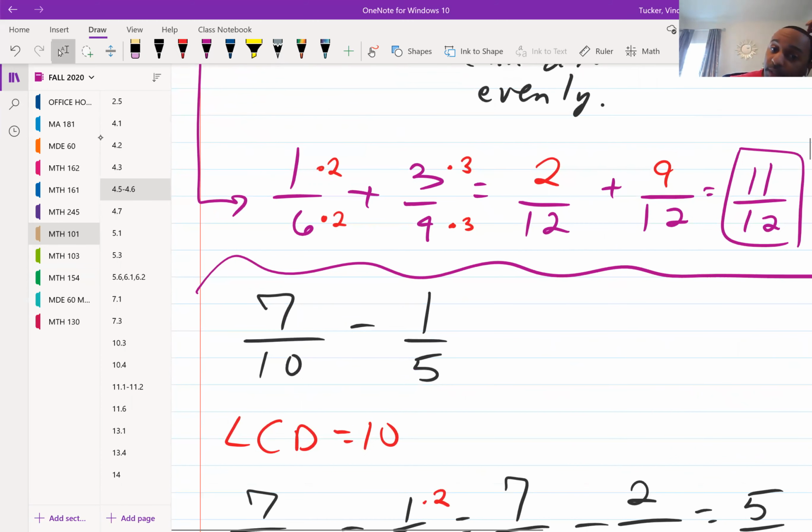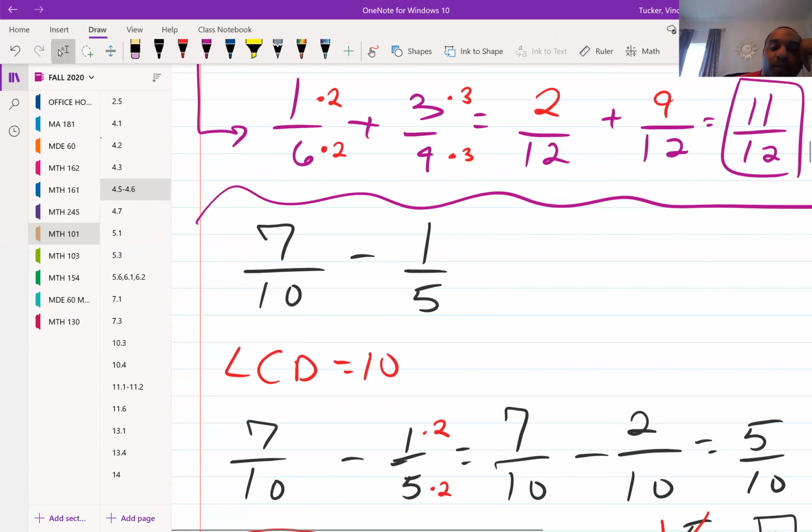Looking at 7 over 10 minus 1 over 5. The smallest number that 10 and 5 can divide into evenly, because remember, it's always based on your denominators, would be 10, because of course 10 can divide into itself as well. So the first fraction will stay the same, 7 over 10, but now I can turn that 1 over 5 into a fraction with a denominator of 10 by multiplying top and bottom by 2. Then that will take us here, 7 over 10 minus 2 over 10.